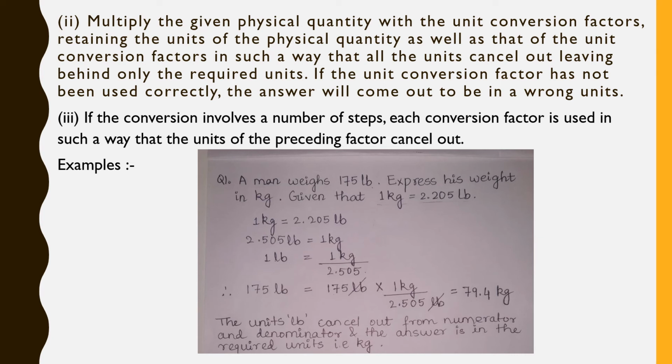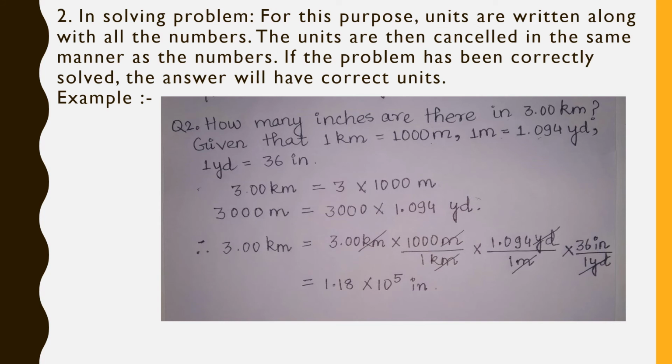So ultimately we convert the last one, 175 lb. We write 175 lb is equal to 175 lb multiplied with the unit conversion factor, that is 1 kg by 2.205 lb. Now lb is getting cancelled, so we get our answer as 79.4 kg. Moving towards the next point, in solving problems, units are written along with all the numbers. The units are then cancelled in the same manner as the numbers. If the problem has been correctly solved, the answer will have correct units.